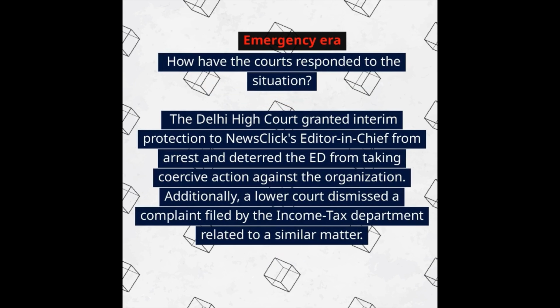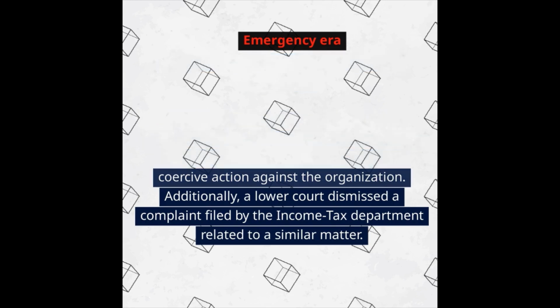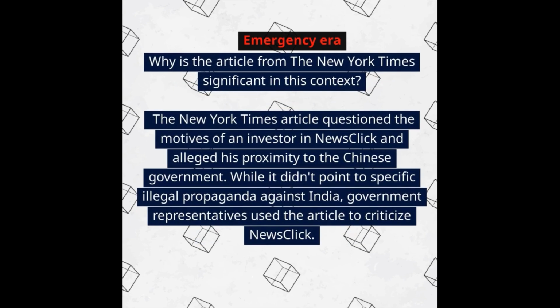How have the courts responded to the situation? The Delhi High Court granted interim protection to NewsClick's editor-in-chief from arrest and deterred the ED from taking coercive action against the organization. Additionally, a lower court dismissed a complaint filed by the Income Tax Department related to a similar matter.